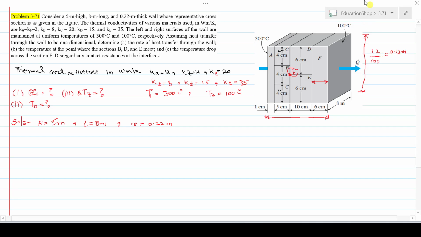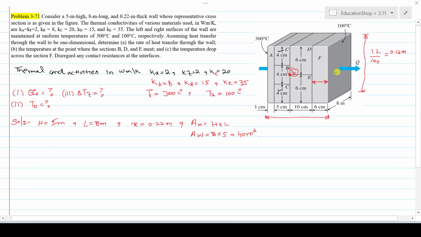The total height of the wall is much larger compared to the height of the sections provided in the figure. So this is not the total wall, it is a portion of the wall with a height of 0.12 meter, and the total height of the wall is H, which is 5 meter. The total area of the wall becomes 8 multiplied by 5, that is 40 meter square.